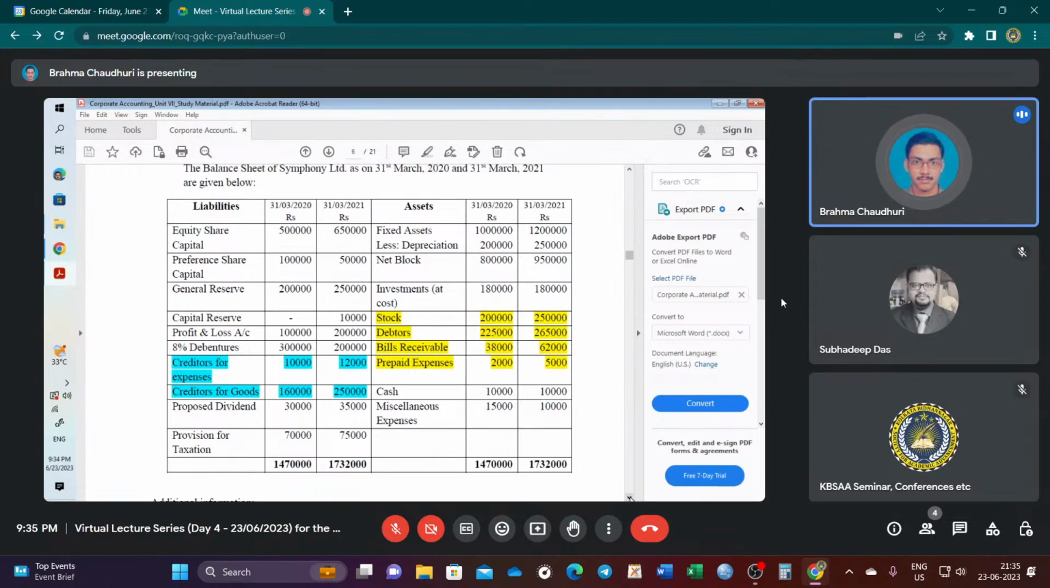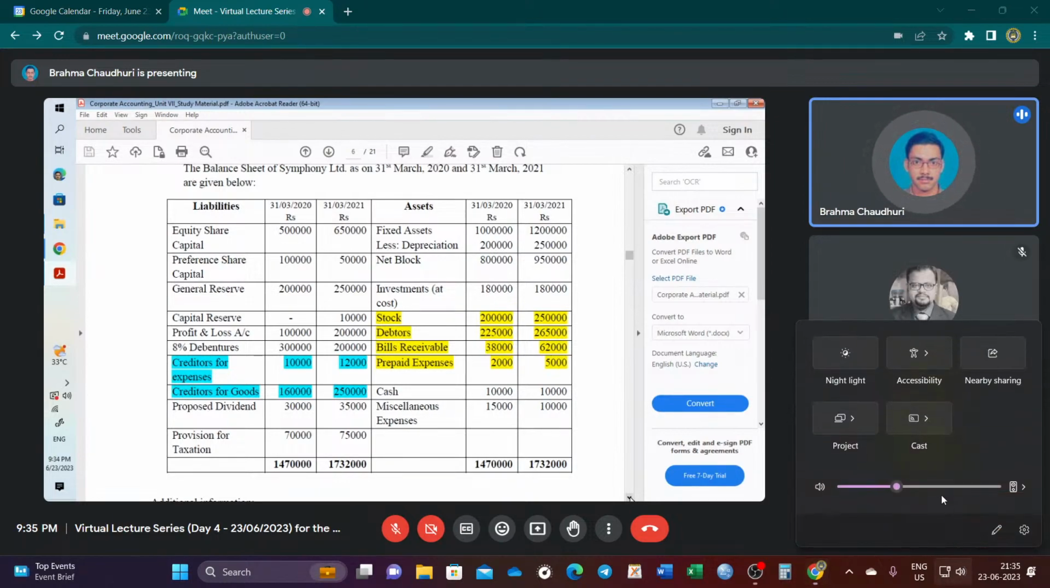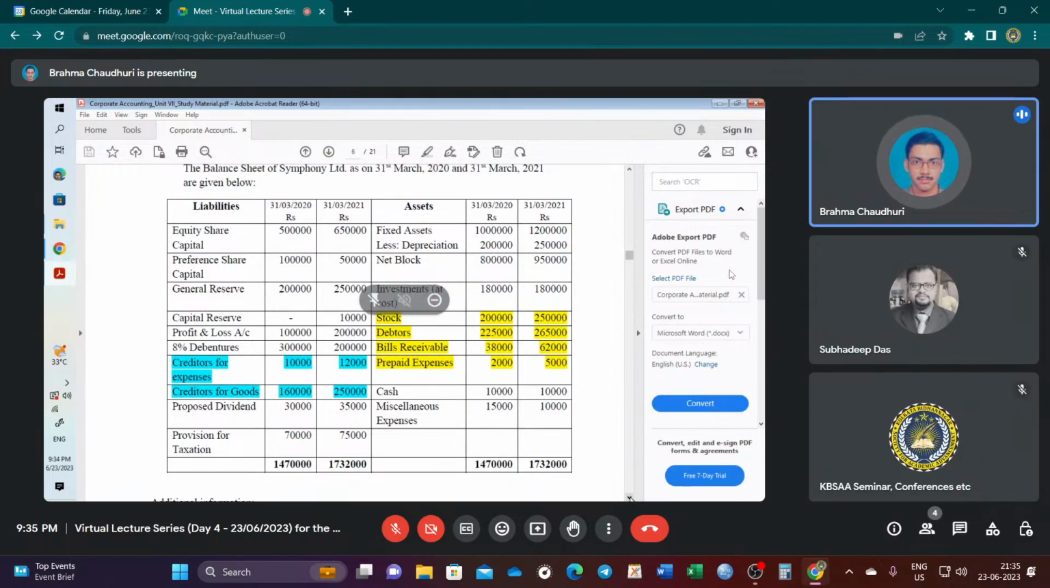So this is the long term liabilities side. So far as the short term liabilities, that is the current liabilities, are concerned, there are creditors for expenses 10,000 to 12,000 and creditors for goods 1,60,000 to 2,50,000. That means current liabilities have increased by 2,000 and 90,000 respectively. Similarly, there is also a proposed dividend. Proposed dividend was 30,000 as on 31st March 2020, and as on 31st March 2021 it is 35,000.